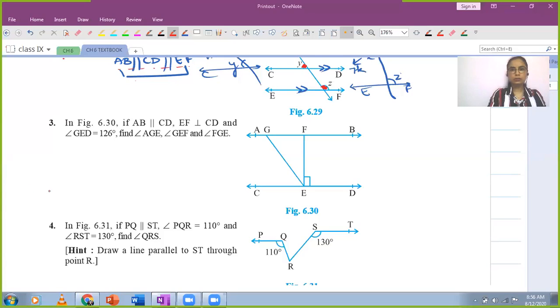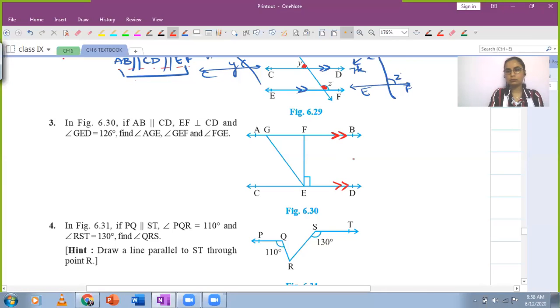So this is the question that we were discussing yesterday. We have been given this figure where AB and CD are two parallel lines. So normally if you have to show that the lines are parallel, this is how you show. And the lines are parallel.